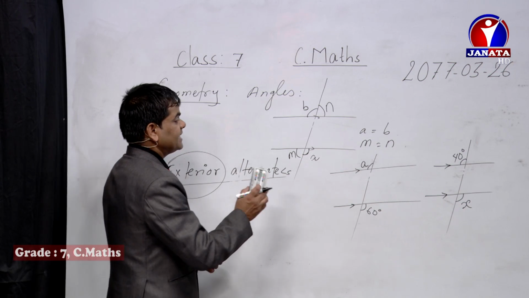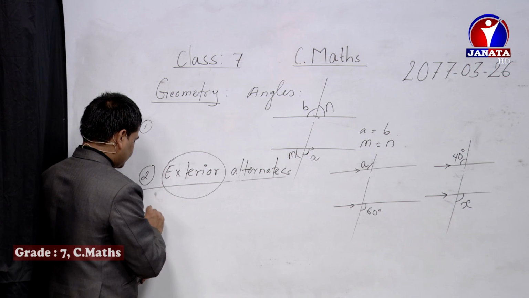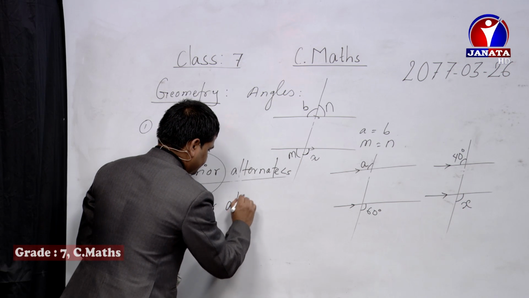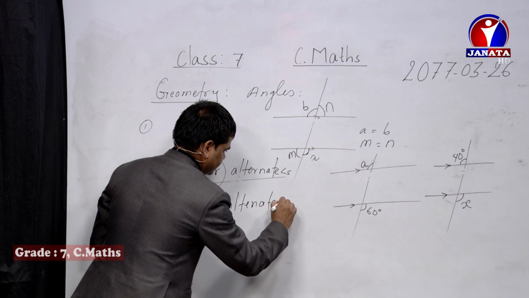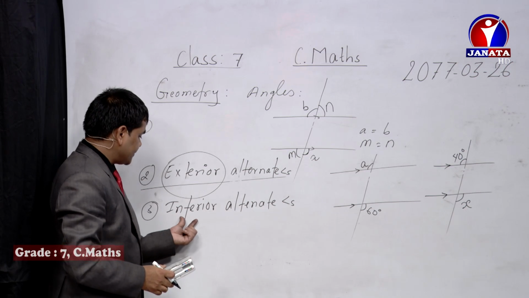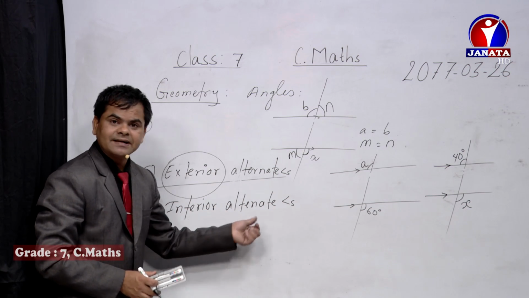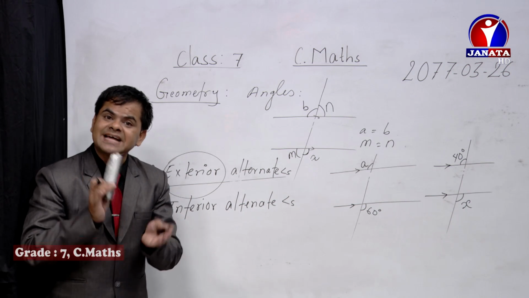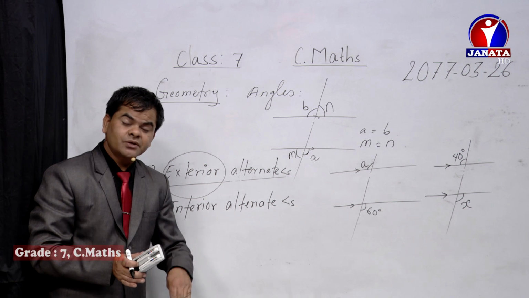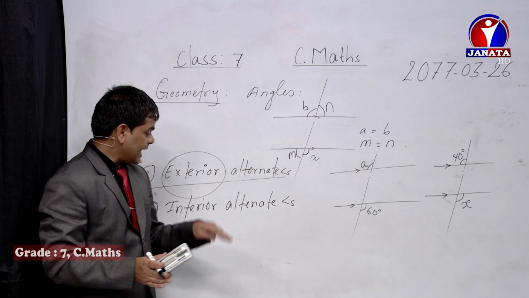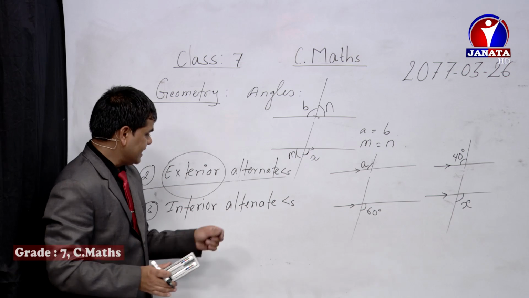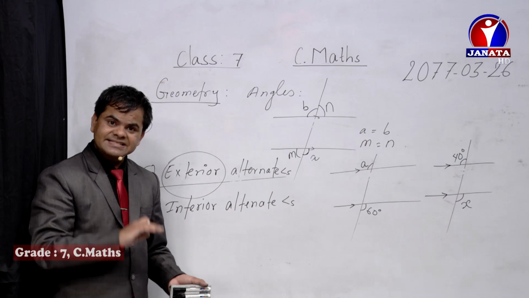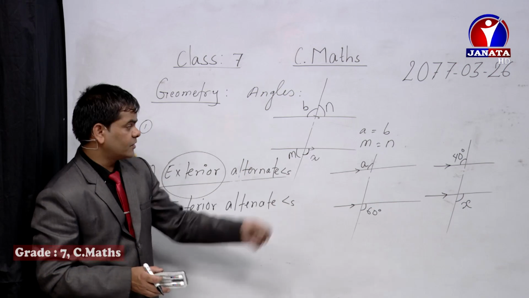Now, dear students, at the time I had discussed interior alternate angles. Number three, interior alternate angles. What do you mean by this? Interior means both should be inside, and alternate means one should be on the left hand side and the other on the right hand side. That means interior means both should be inside the parallel lines, one interior to the upper parallel line, and another interior to the lower parallel line, and both should be alternate by hand side. That means if one is on the left hand side, another should be on the right hand side.